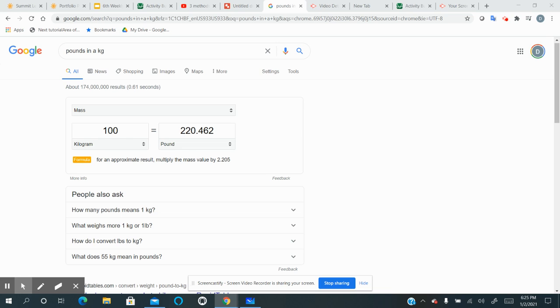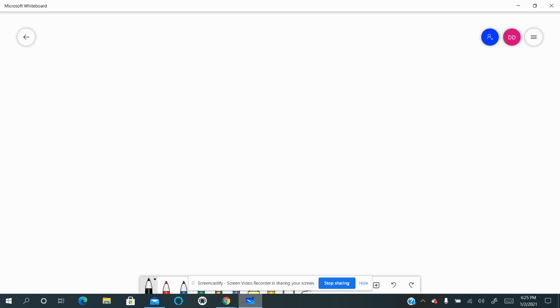We're going to review how to solve ratio problems. So I Googled pounds in a kilogram, and I found out that 100 kilograms is equivalent to about 220 pounds. So going to my whiteboard, I'm going to write that so we don't forget. 100 kilograms is approximately, the symbol for approximately is an equal sign, but it's wavy, 220 pounds, and the abbreviation for pounds is LBS.